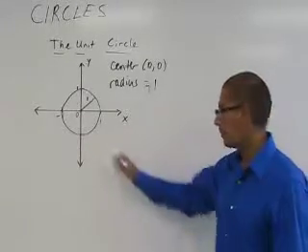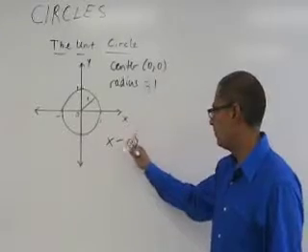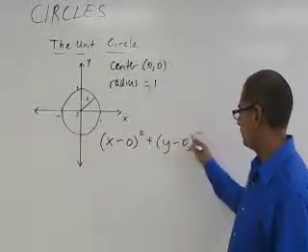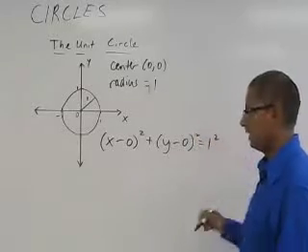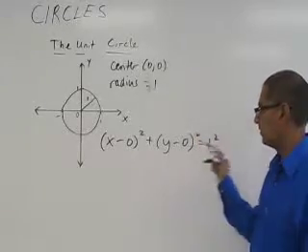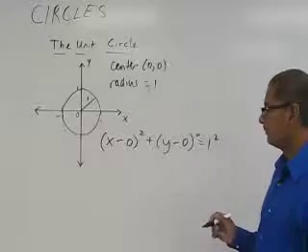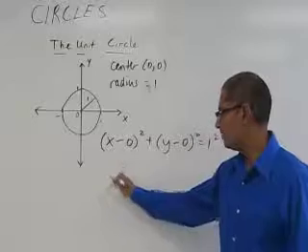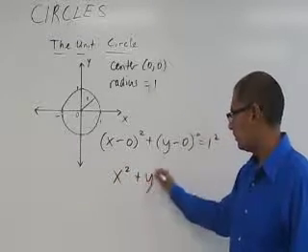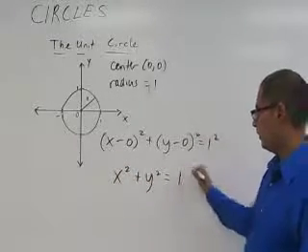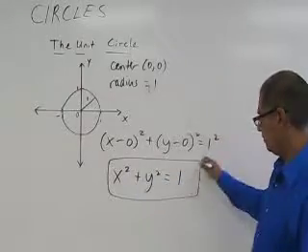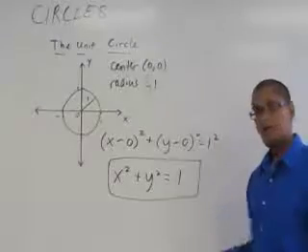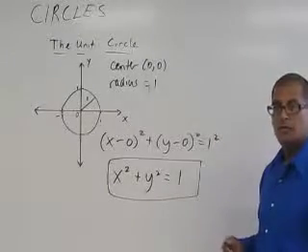Well, according to our formula, it's going to be (x minus 0) squared plus (y minus 0) squared equals 1 squared. (x minus h) squared plus (y minus k) squared equals r squared. And you just simplify that because with 0, we're not taking away anything. So this leaves me with x squared plus y squared equals 1 squared, which is 1. So this is the equation of the unit circle, and this is a very important equation to know when you move into trigonometry.